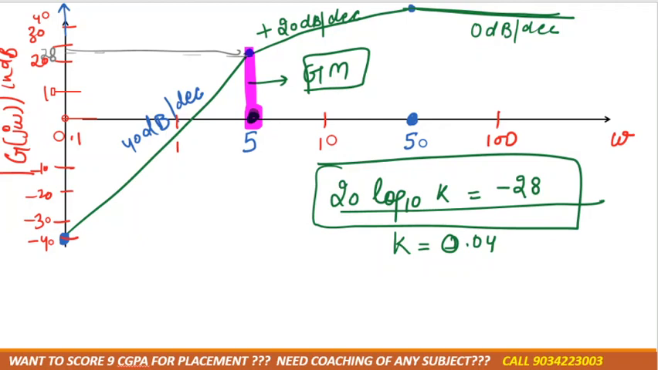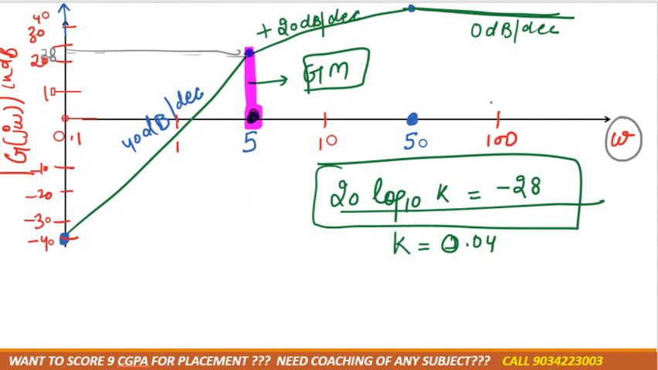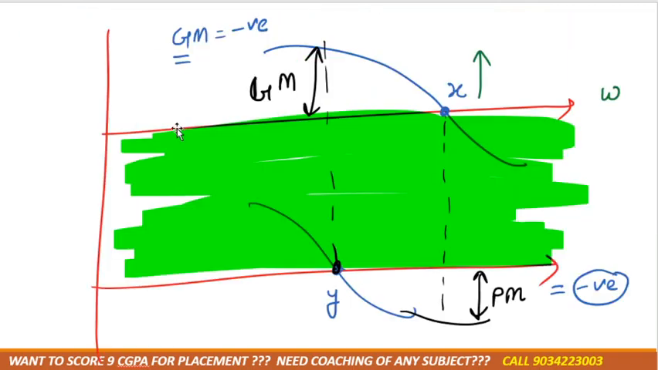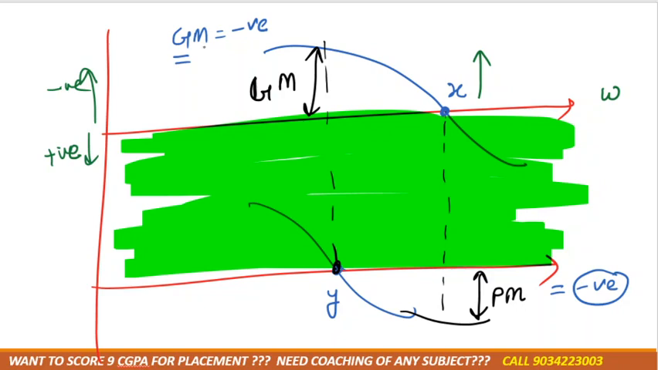So this is the formula: 20 log base 10 k is equal to gain margin. Understood why I have taken negative? Remember I told you, if the gain margin is in the green range, then it would be positive. If it is above the omega axis, then it is negative. And as you can see, the point is here, on the upward side, so we have negative. If it is on the below side, then we have a positive gain margin, correct? Last time I told you, if it lies above omega, then it is negative; if it lies below omega, then it is positive. Similarly for this gain margin.